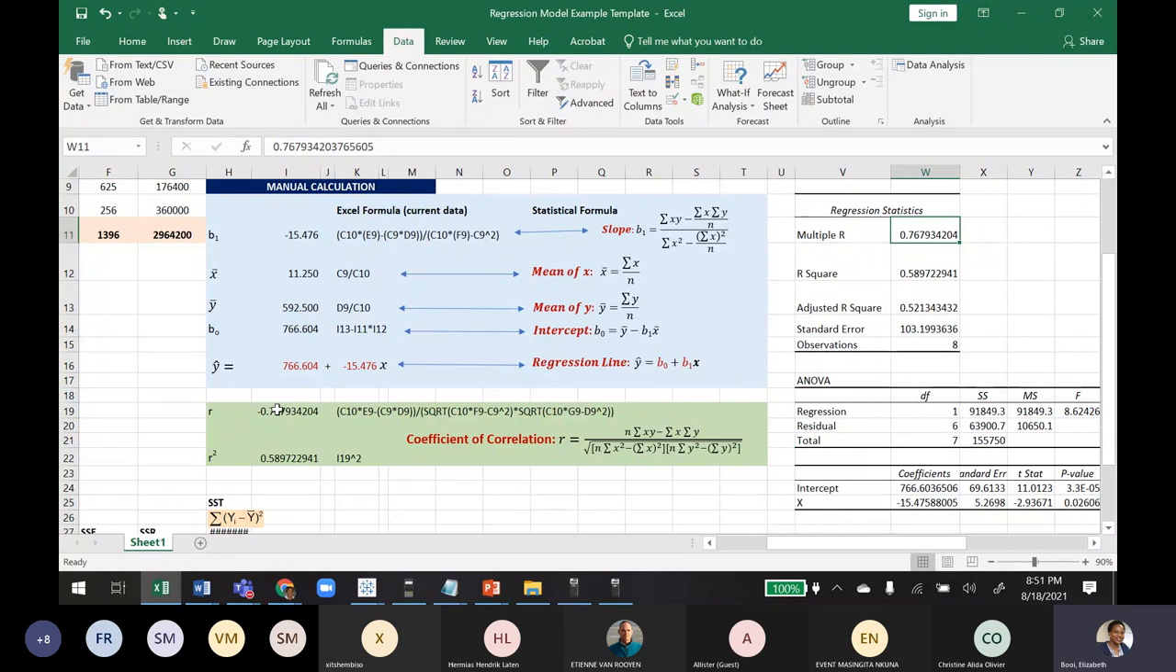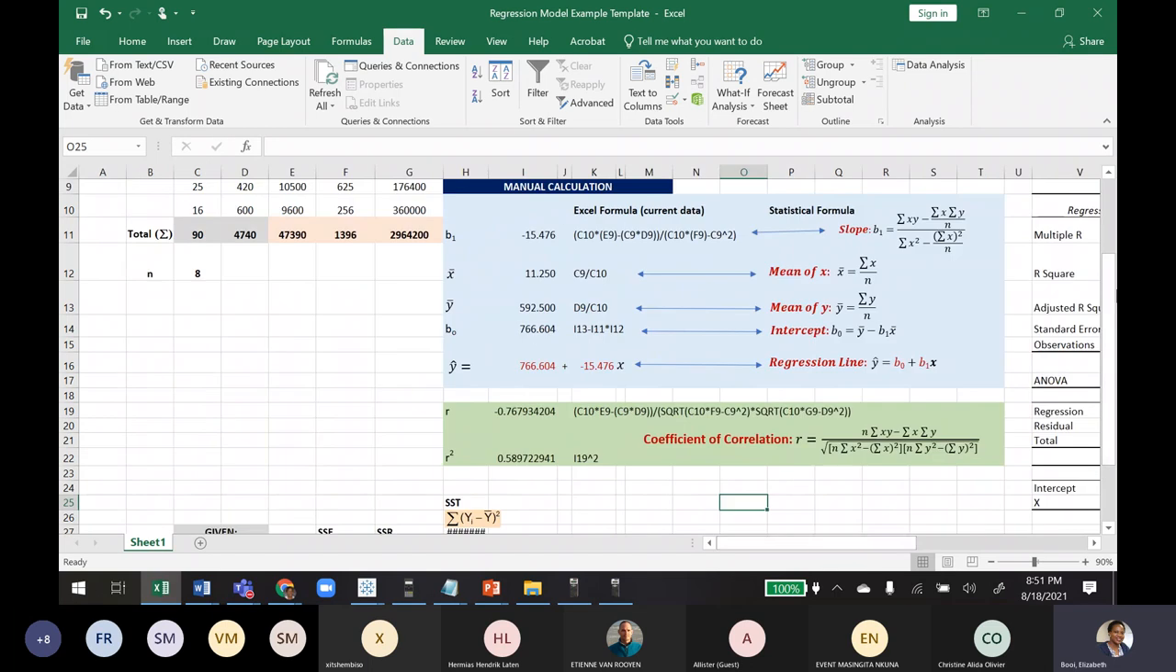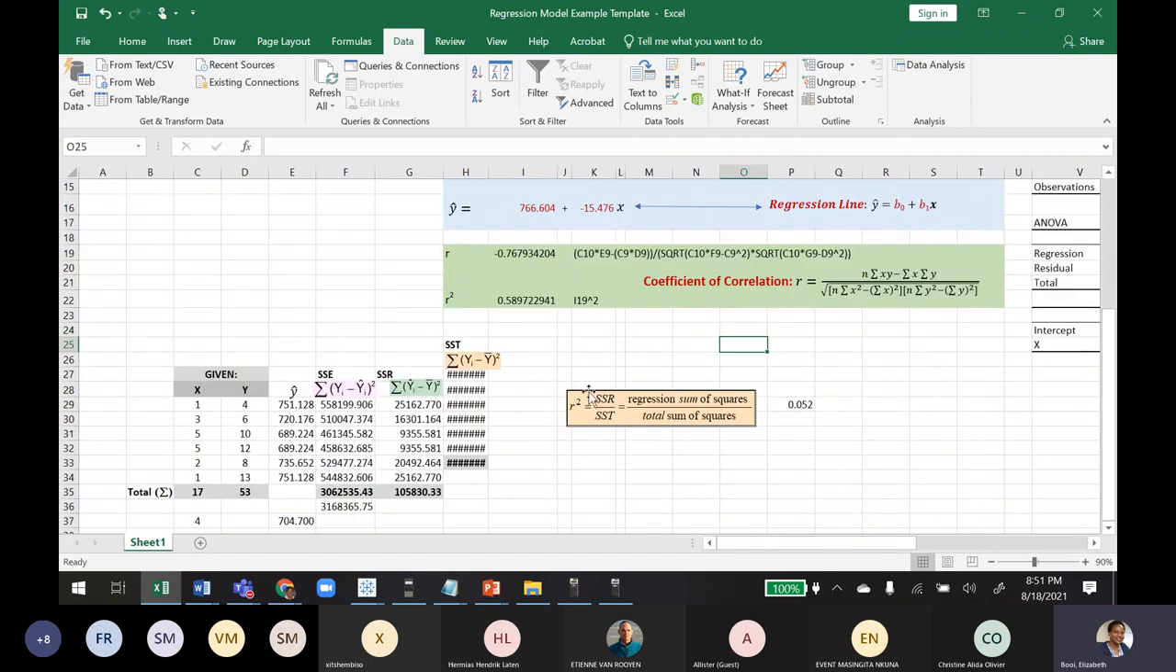So your R, if I look at my R, is 0.7877, which is the same. My R squared are the same. My intercept, which is 766, and the slope is 15.47, which are the same. So it means it worked. So we can go and answer the questions given to us.